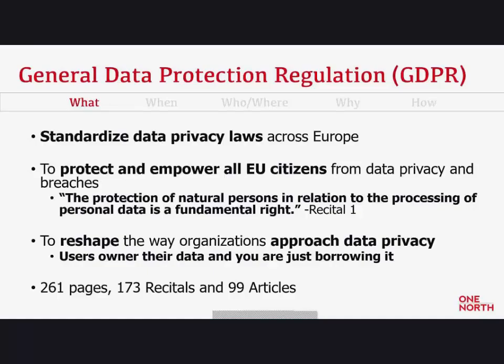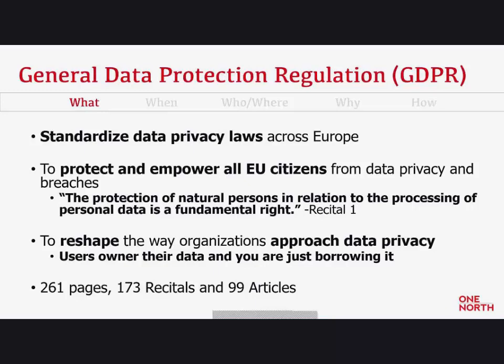GDPR is the General Data Protection Regulation out of the European Union. It was started in 2012 with the idea of creating something that would standardize data privacy laws, where many countries had their own regulations, which made it really infeasible to deliver across a global web. And it became much more than that, though.